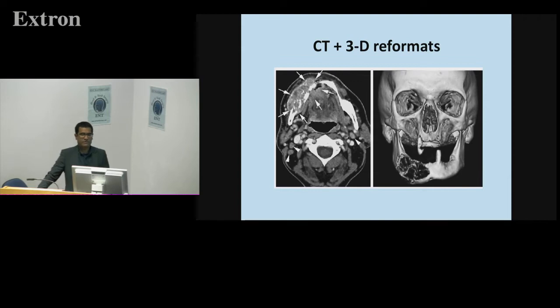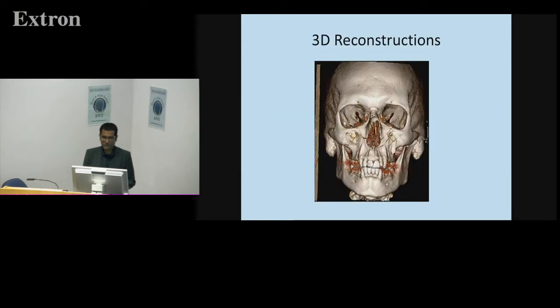And also there are 3D reformats these days. They give you lovely pictures. I think the anatomical definition's not as great, but certainly it gives you nice pictures like this. And I think if you're doing reconstructive work, it can be helpful. And obviously for trauma as well, it can be helpful.